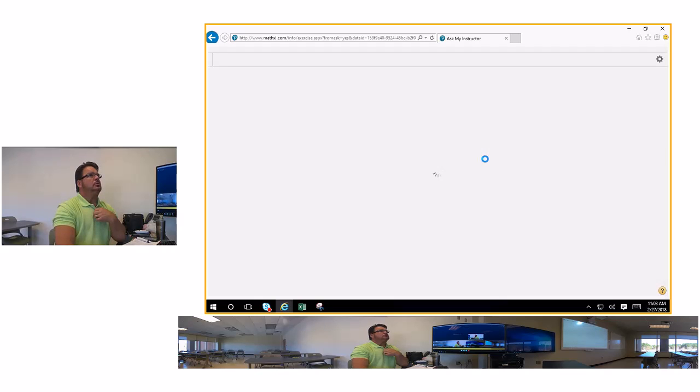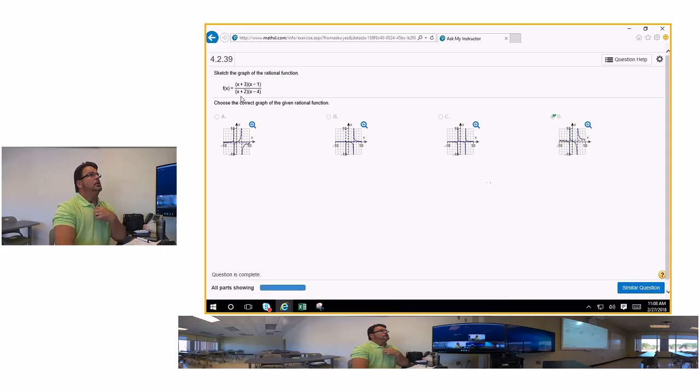And this question is asking, sketch the graph of the rational function. Okay? Sketch the graph of the rational function. Okay, so we got 2 things going on here. One is we need to find the vertical asymptote and we need to find the horizontal asymptote.